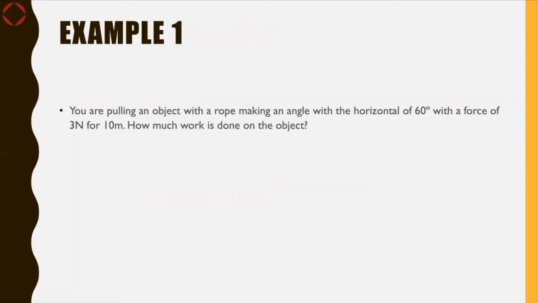So let's get to a simple example. You are pulling an object with a rope, making an angle with the horizontal of 60 degrees, with a force of 3 newtons for 10 meters. How much work is done on the object? Well, pretty straightforward. The force is 3, the distance is 10, the angle is 60 degrees. So we just apply the formula: F times d times the cosine of the angle. Force 3, d 10, cosine of 60, we get 15 joules. Do not forget the units, please.